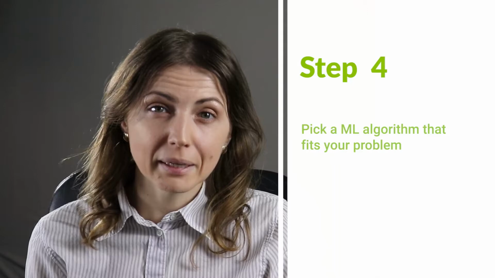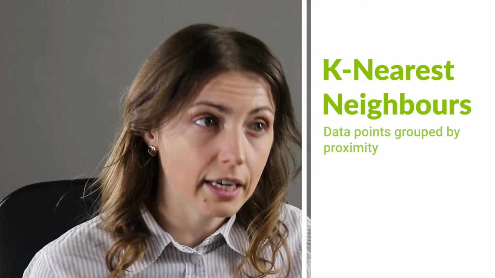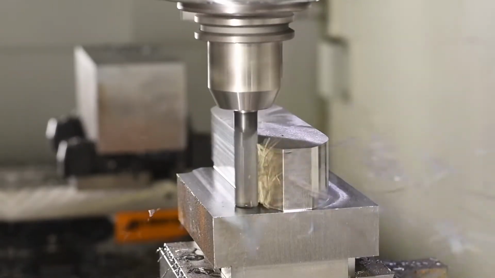Step 4. Pick a machine learning algorithm that fits your problem. Depending on the problem you're trying to solve, a different set of machine learning algorithms can be leveraged. If we go back to our defective parts example, the problem we're trying to solve is to automatically classify parts as either defective or not. For this, you would choose a classification model, such as k-nearest neighbors, where data points are grouped by proximity. To predict tool wear, on the other hand, we need a regression model, such as a linear regression or a variety of neural networks.